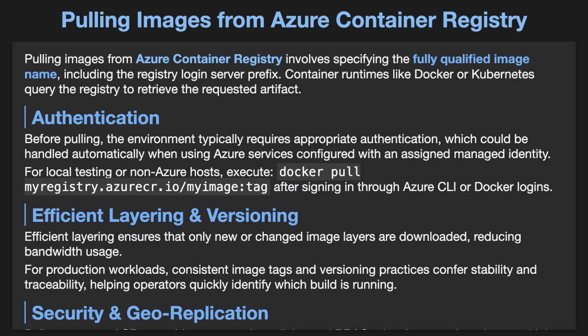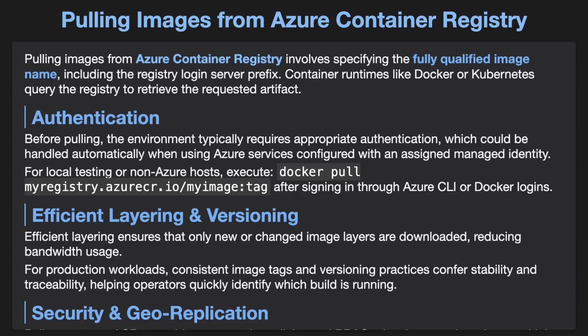Efficient layering ensures that only new or changed image layers are downloaded, reducing bandwidth usage. For production workloads, consistent image tags and versioning practices confer stability and traceability, helping operators quickly identify which build is running. Pull requests to ACR are subject to security policies and RBAC rules. In scenarios where multiple container hosts rely on the same images, geo-replication in a Premium ACR instance provides low-latency access across different regions.